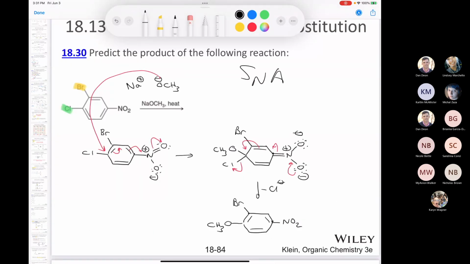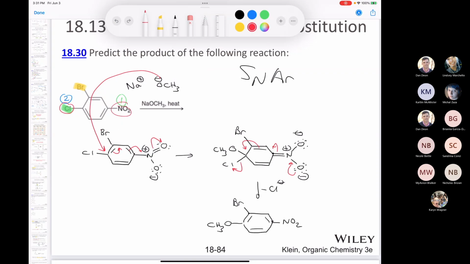What were the requirements? Let's review. Number one, you've got to have a strong electron withdrawing group. Check. Number two, you've got to have a good leaving group. And number three was that they have to be ortho or para to each other, and they are para to each other.